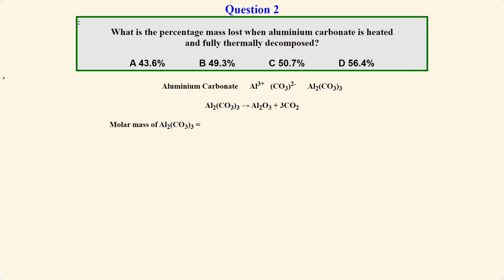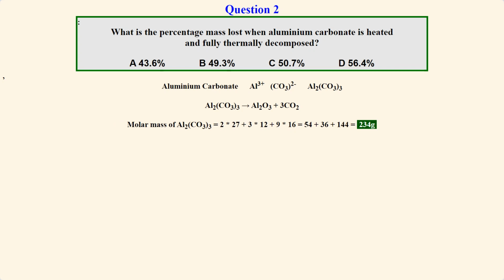So now, as before, we need to work out the molar mass of the reactant, which in this case is aluminium carbonate. And to do that, it will be 2 times 27, 27 is the atomic mass of aluminium, 3 times 12, 12 the atomic mass of carbon, and 9 times 16, 16 the atomic mass of oxygen. Adding all those figures together, we get 234 grams.